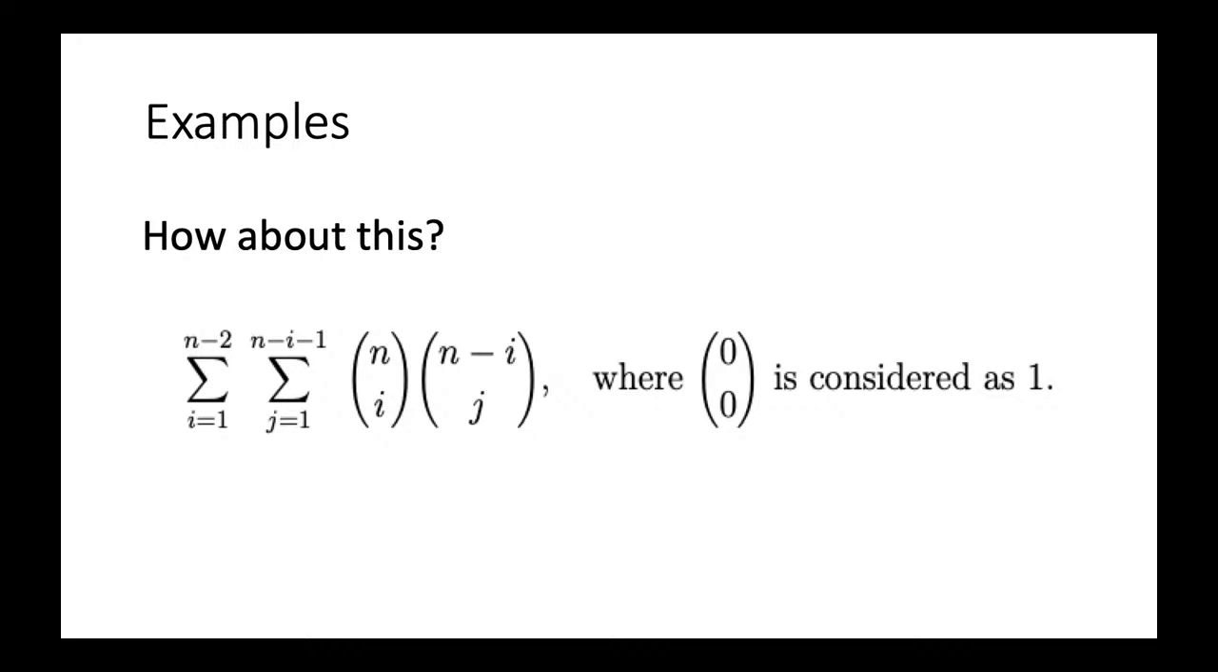But then we want to avoid the case that the first group is empty. We want to avoid the case that the second group is empty. And then we want to avoid the case that the third group is empty. So in that case, we need to do a little bit of corrections. 3 to the power n is a little bit more than what we are counting.